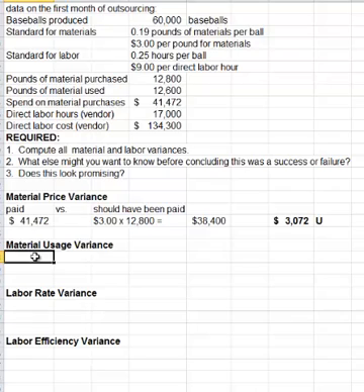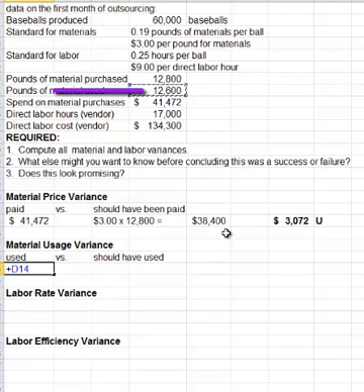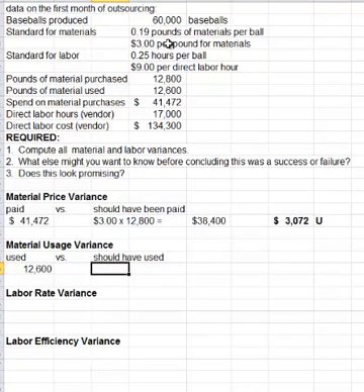All right, material use. We compare what we used to what we should have used. Okay, what did we use? They tell us that we used 12,600 pounds. What should we have used? We should have used 0.9 pounds for every baseball made. All right, so we made 60,000 baseballs. So let's let Excel do the math. So we should have used 11,400. So we can tell immediately that we used more pounds. So we already know without doing any math that this will be unfavorable.